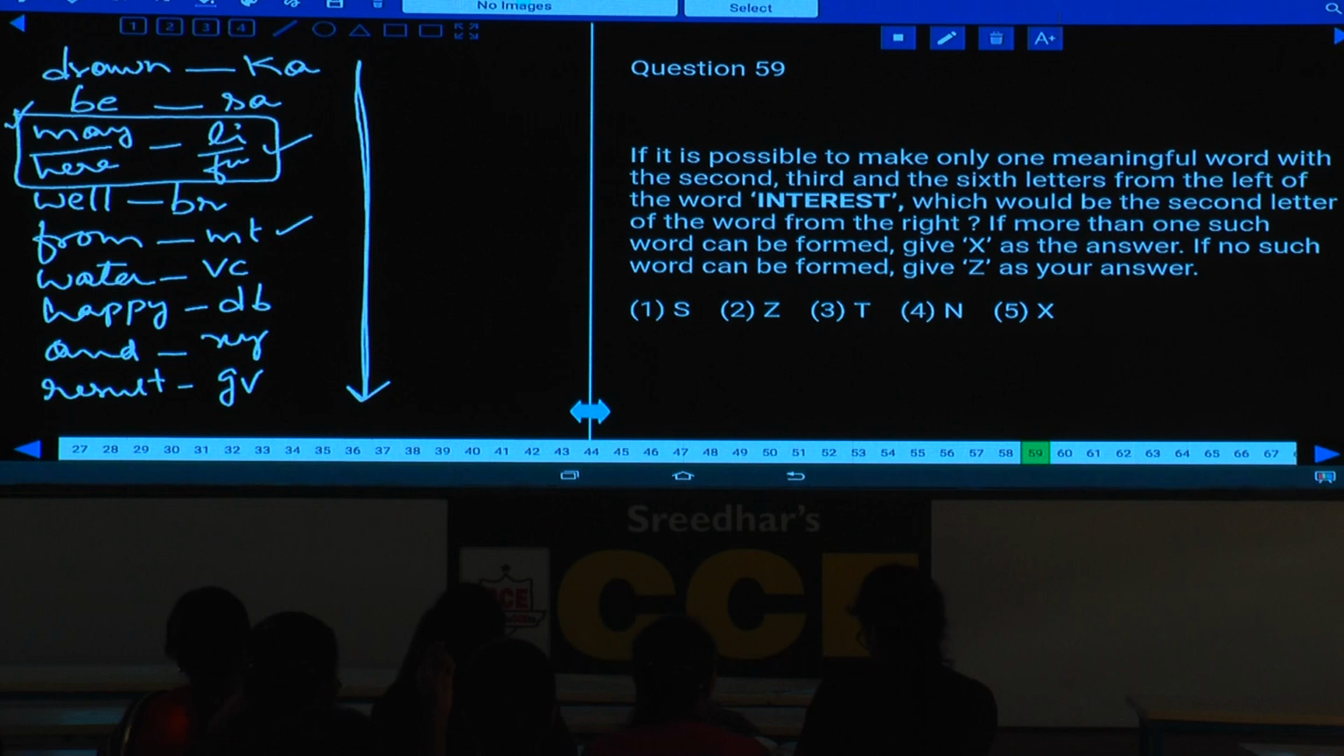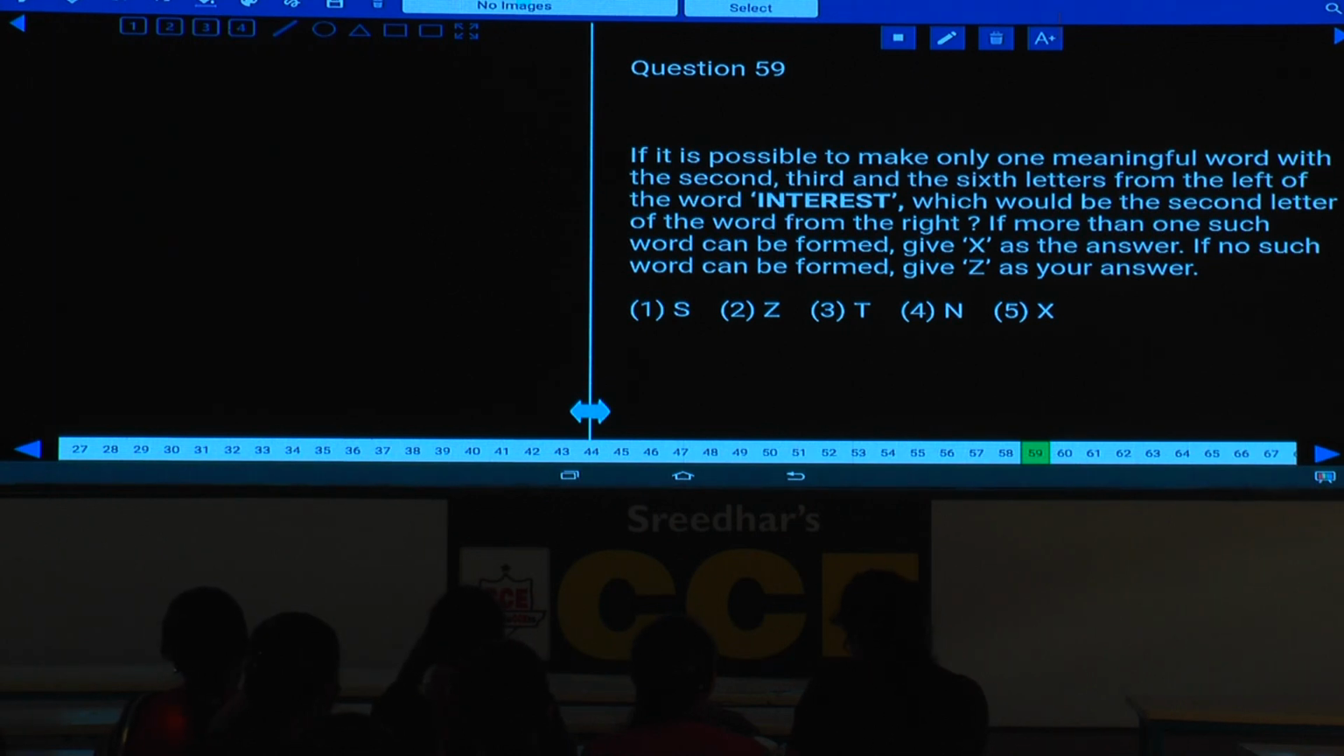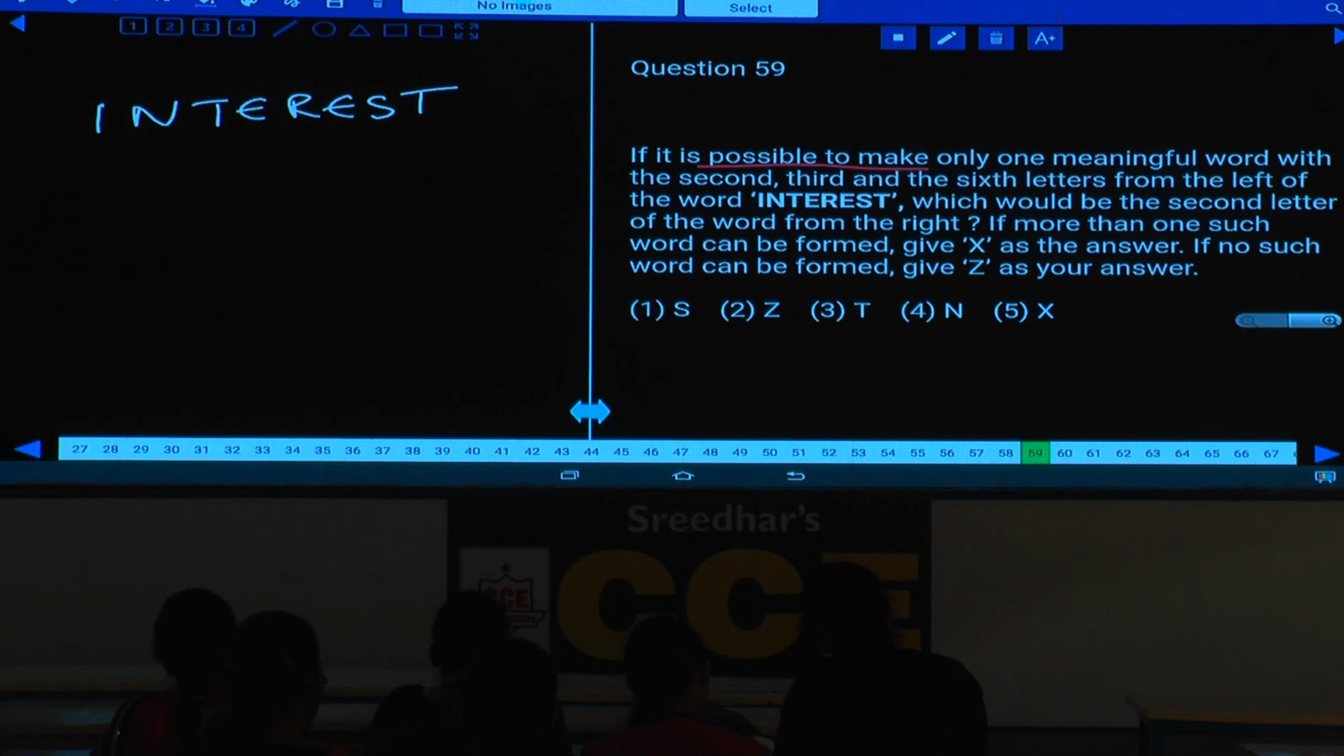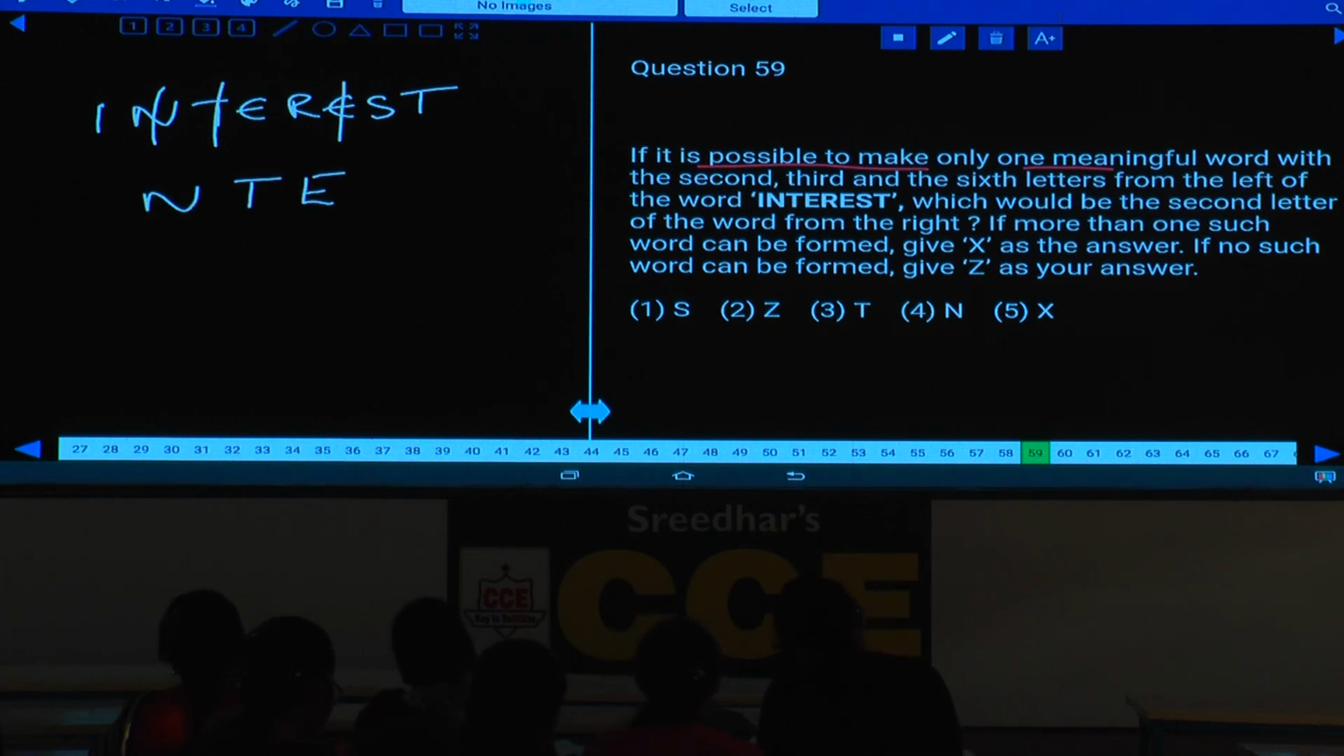Question number 59 is based on word formation. What is the word given here? INTEREST. If it is possible to make only one meaningful word with the second, third and the sixth letters, what are the letters here? N, T and E. Now tell me what are the words that can be formed? TEN, next, NET, isn't it? TEN and NET are the two words that can be formed.